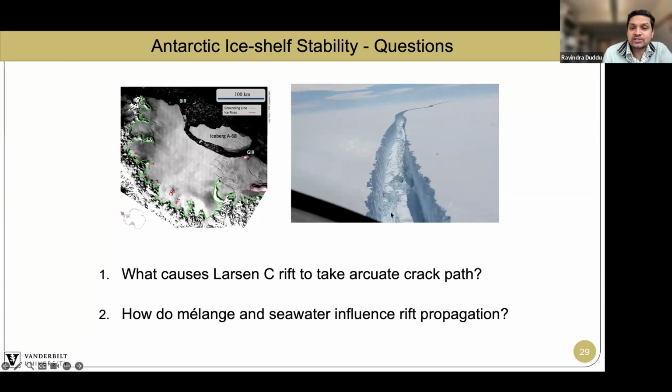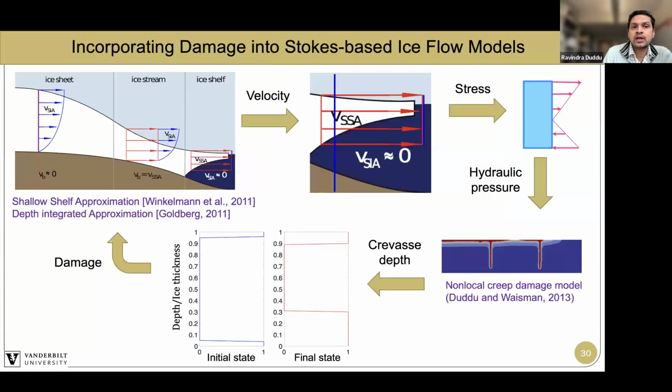How do the internal properties of that rift, due to the melange in there and due to the seawater, influence the rift propagation? So those were the two scientific questions we started with.